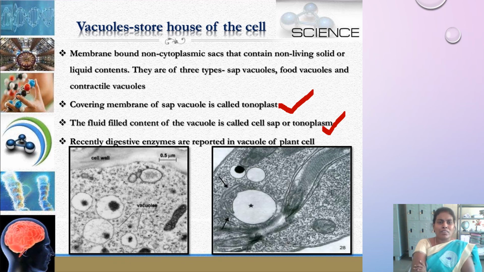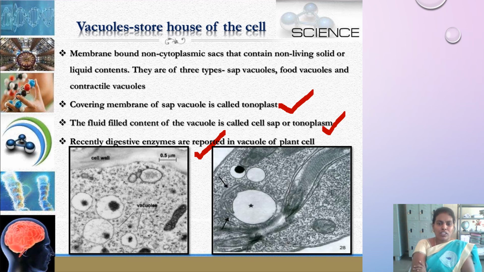In some cases like amoeba, these vacuoles are also involved in digestion because they contain some digestive enzymes, and these digestive enzymes help in the digestion of food particles inside the vacuoles in the case of unicellular organisms like amoeba.